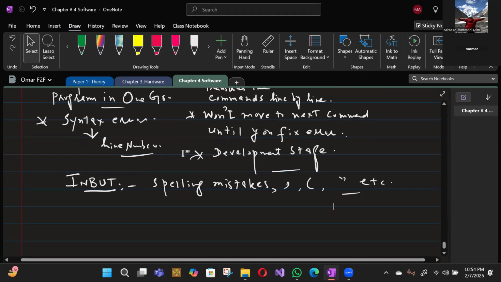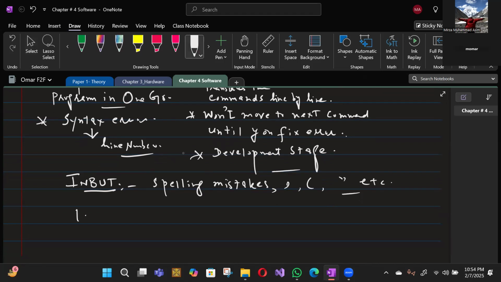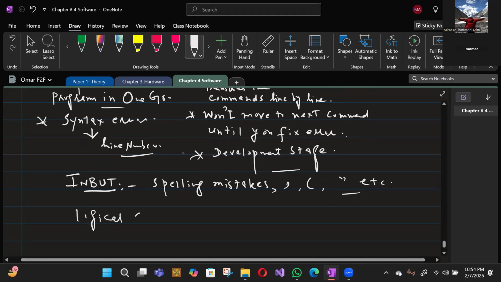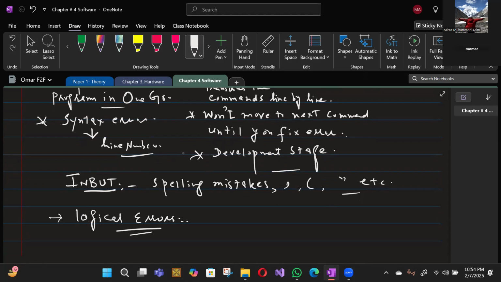Syntax error, then we have logical errors, right? Logical errors, the computer won't be able to find out the logical error because there is a mistake in your formula, there may be a mistake in your logic. It takes time to fix these errors, right? Because you have to find the logic where you have actually written the commands, and you have to fix them.